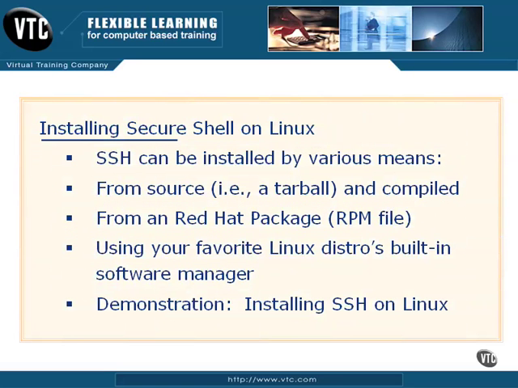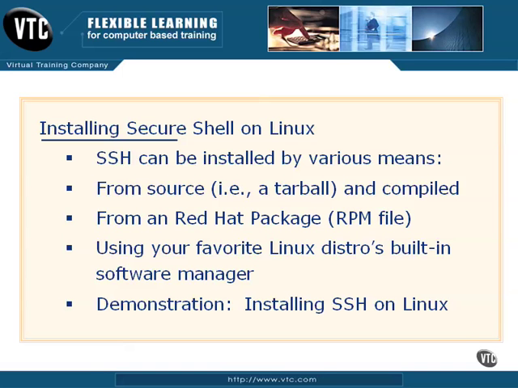Now, SSH on Linux can be installed by various means, pretty much the same way you would install any other program or application or utility on Linux. You can install it from its source files. Usually those will be in a tarball, and you download those, untar the tarball, and then compile them. You can also install those from, say, a Red Hat package file, like an RPM file if you like.